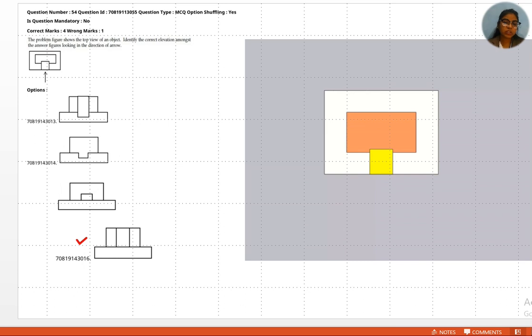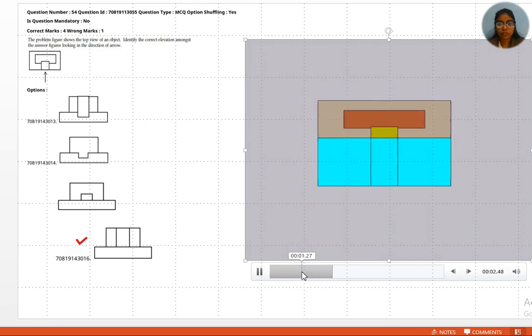So next question is also the same type of question. The problem figure shows the top view of an object. Identify the correct elevation amongst the answer figures looking in the direction of the arrow. So this is your top view given to you, and you have to look in the direction of the arrow. The direction of the arrow is in front, which is indicating your front elevation. This time we will look for its front elevation. So now look into this video.